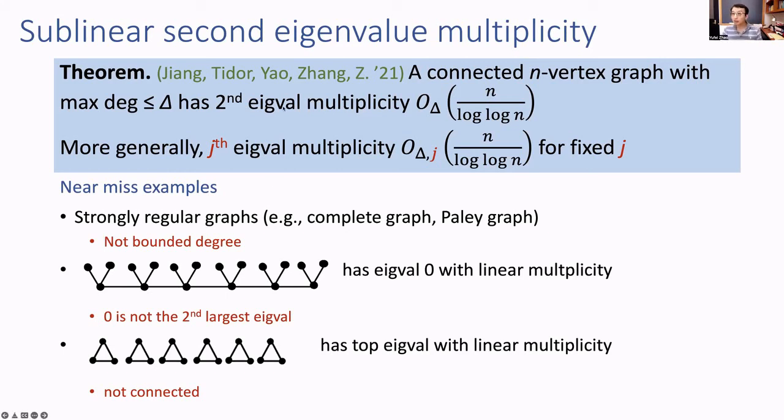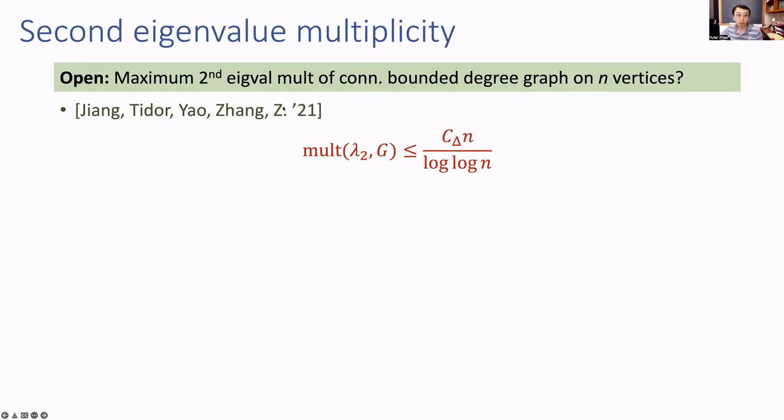What about quantitative bounds? What should this maximum second eigenvalue multiplicity be, how large can it get? We show this upper bound of n over log n. I'm really thinking of delta, the maximum degree, as fixed, but of course the dependence on delta is also interesting. How does one construct lower bounds? Actually, it's already kind of tricky. So how would you come up with graphs with high second eigenvalue multiplicity?